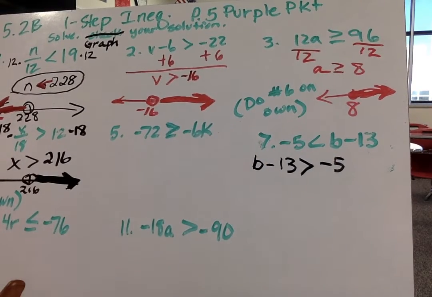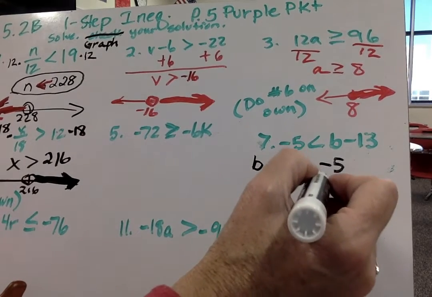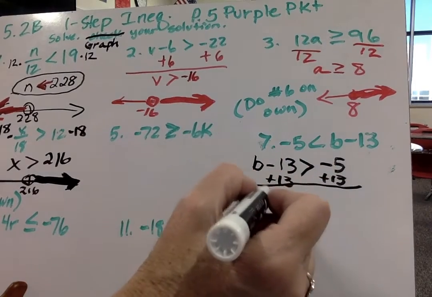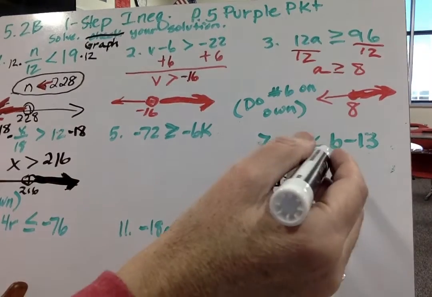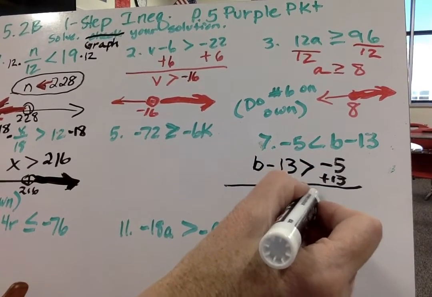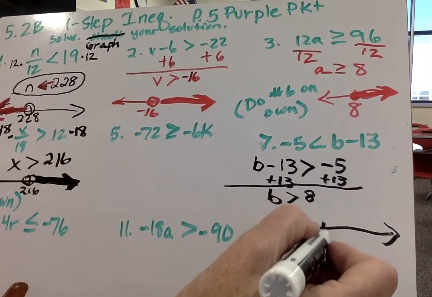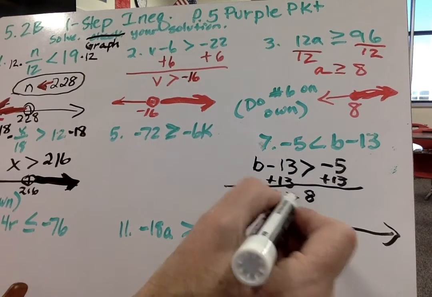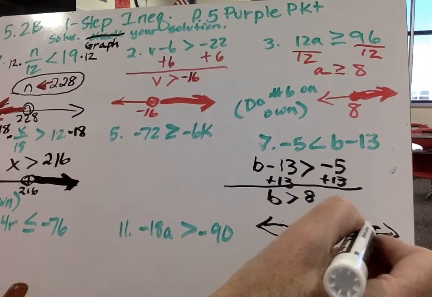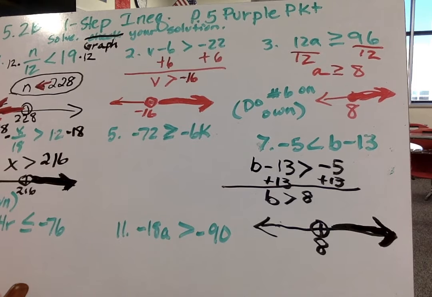Okay? Now it becomes easier with the variable on the left side. I'm going to add 13 here, add 13 here. Battle or a party? Right here. It's a battle, that's correct. Negative 5 plus 13, 8. Open or close dot? Open, since it's not equal to, and it says pointing to the right. And you're done.